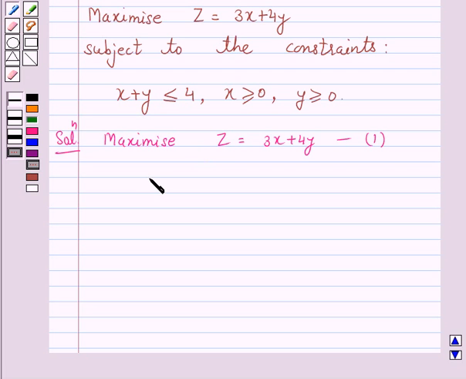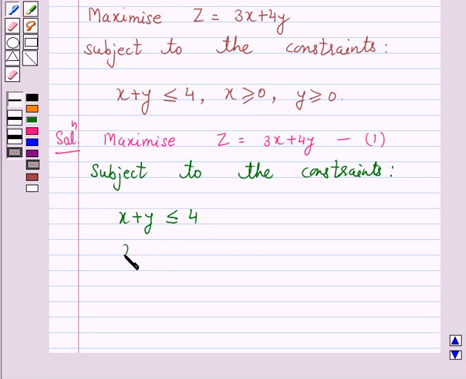Now the linear inequalities or equations or restrictions on the variables of a linear programming problem are called constraints. Now we have to maximize z = 3x + 4y subject to the constraints x + y ≤ 4, x ≥ 0 and y ≥ 0. Let us give this as number 2 and this as number 3. Now we will draw the graph and find the feasible region subject to these given constraints.